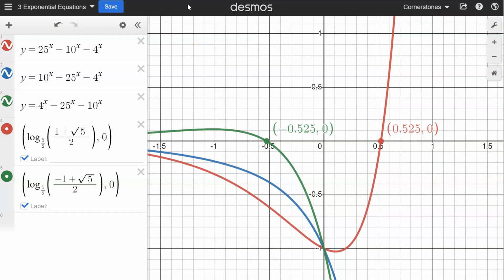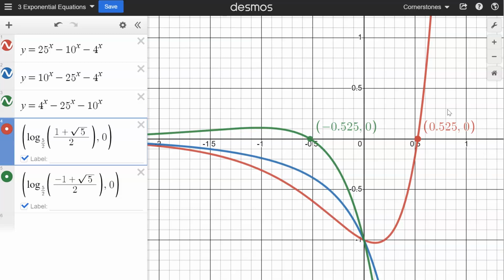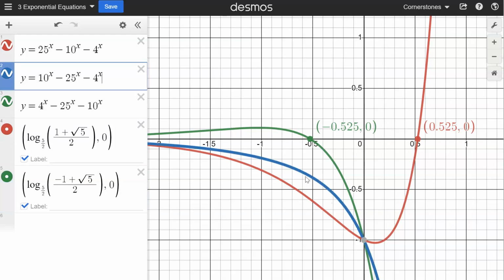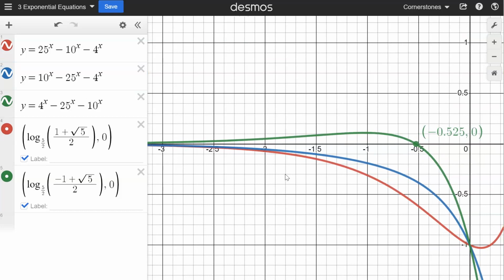And using Desmos Graphing Calculator, we can draw these graphs. So this red curve is the graph for the first equation, the blue one is the second one, and the green one is for the third equation. And you can visually check the positive root for equation A, the negative root for equation C, and that equation B has no solution since this blue graph never touches the x-axis.